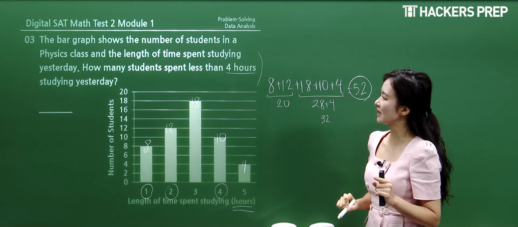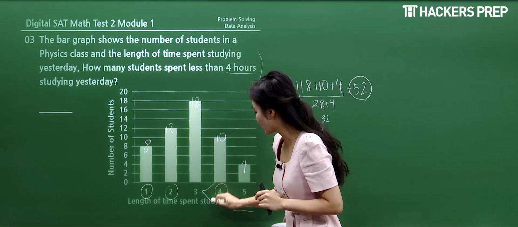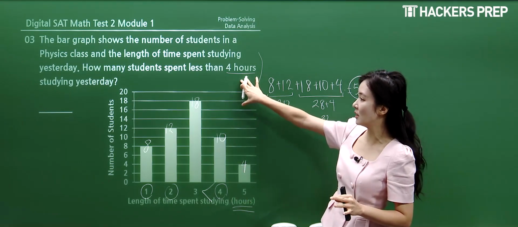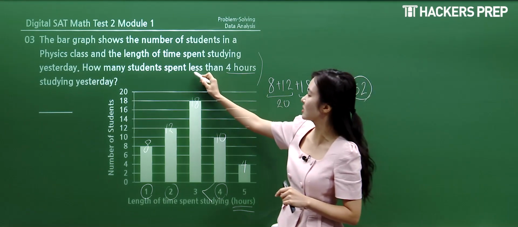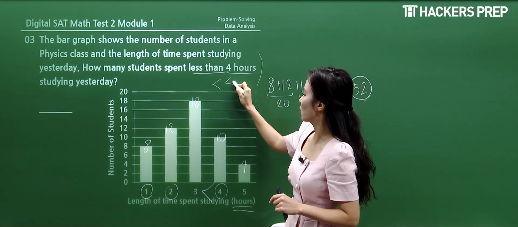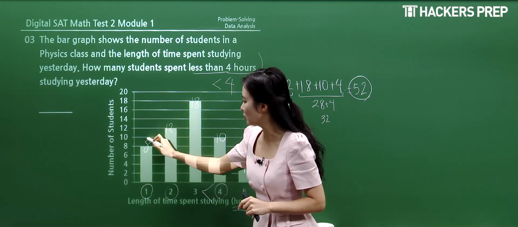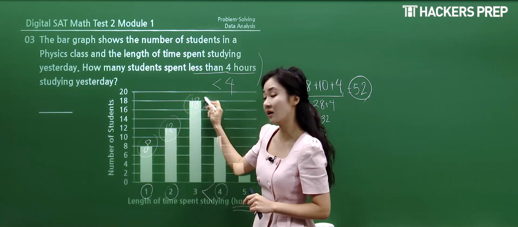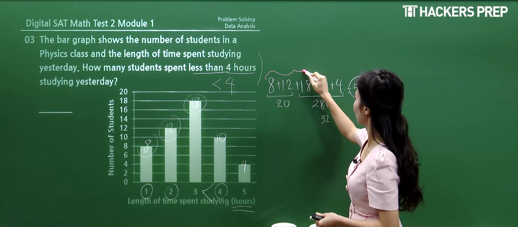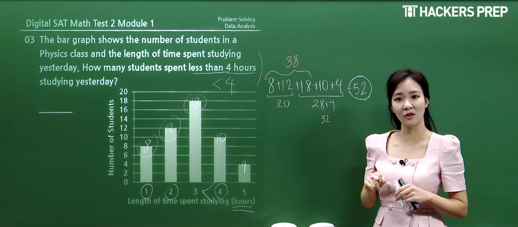How many students spent less than 4 hours studying yesterday? So less than 4 hours. We're not going to include the categories of 4 and 5 hours because they do not fall into less than 4 hours. Mathematically, you would express this with the inequality symbol less than and 4. So it's going to include the first 3 groups: the 8, the 12, and the 18. So 38 students fall into that category.